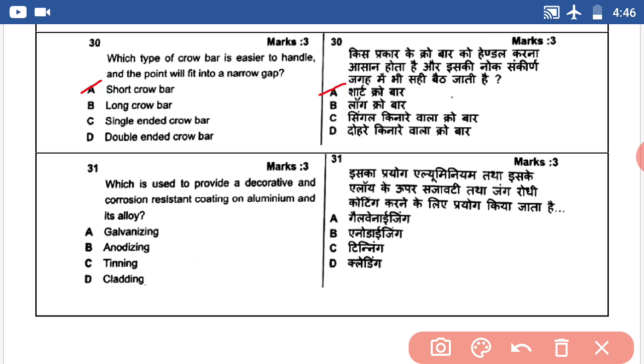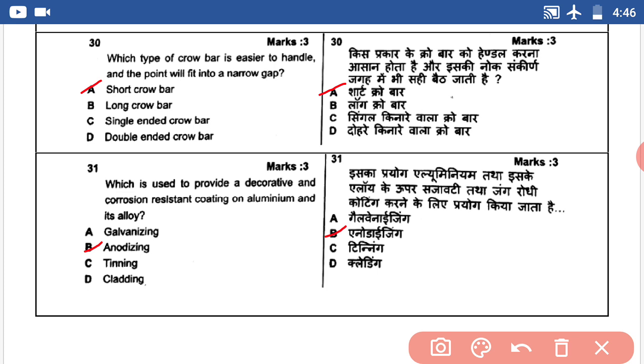Question number 31. What is used to provide a decorative and corrosion resistant coating on aluminum and its alloys? The answer is anodizing. Answer B, anodizing.